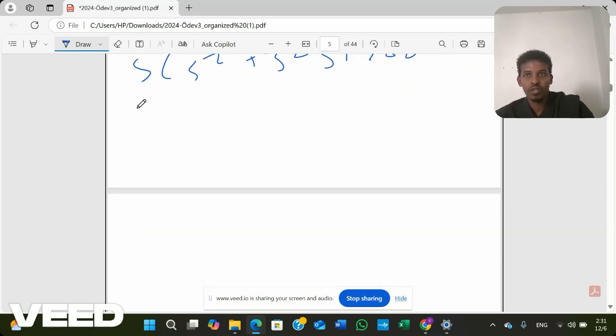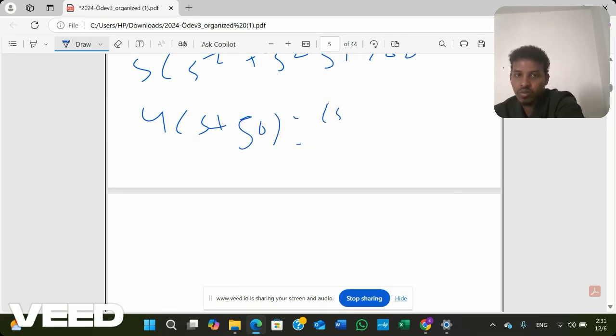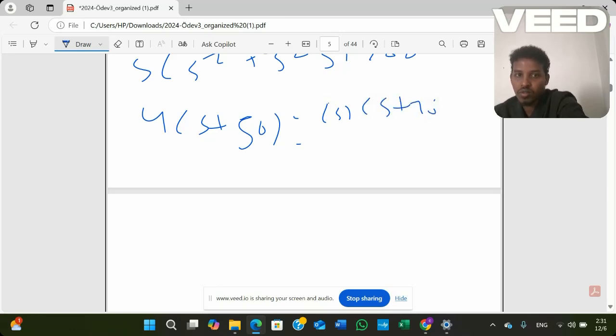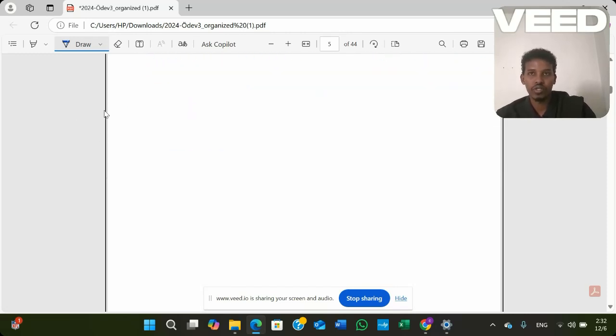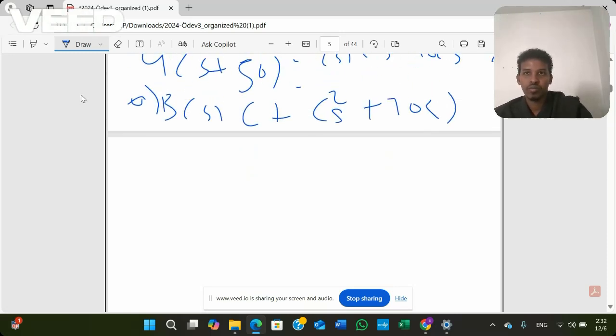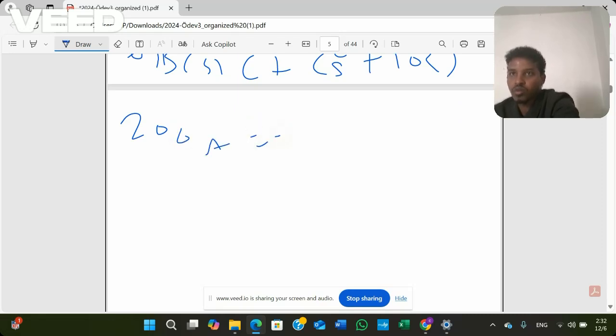Then 4s + 50 is equal to A(s + 10)(s + 20) plus Bs(s + 20) plus Cs(s + 10), combining both sides, constant and coefficient terms. 200A is equal to 50, B plus C is equal to 0.